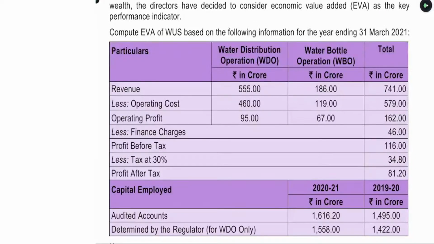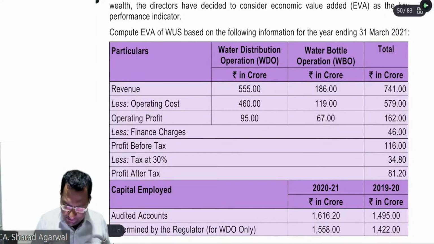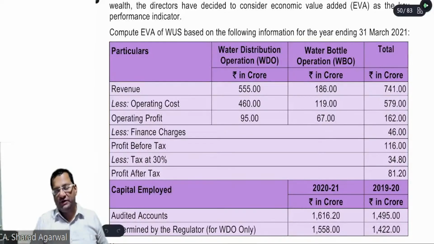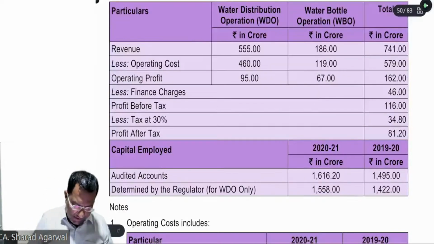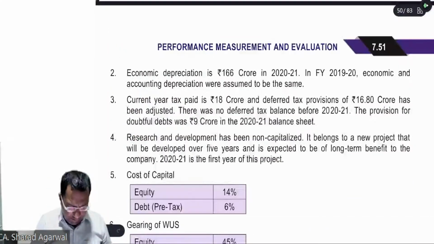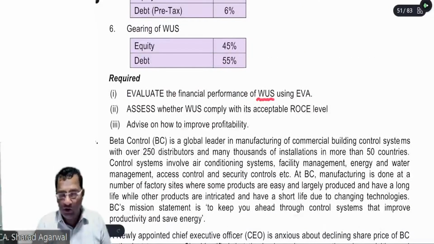Okay, can we start? First of all, we have to find out economic value added for the company. This was very important: you have to find it for the company as a whole, not for a particular business operation. In the second requirement part we will find out the ROCE for a particular business that is mandated by the government. But regarding the economic value added, they have clearly given the financial performance of the company as a whole, not of a particular department.